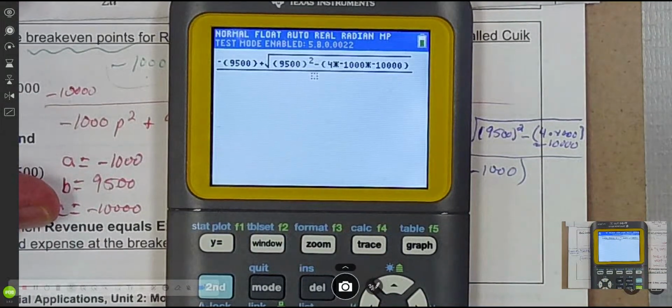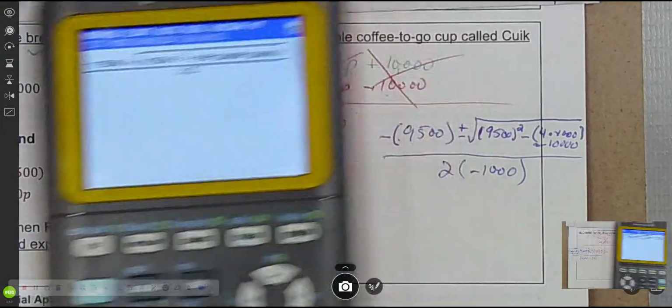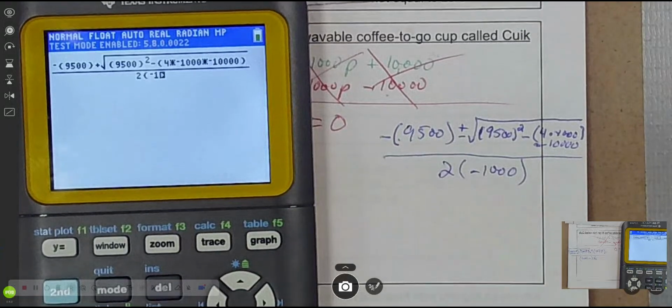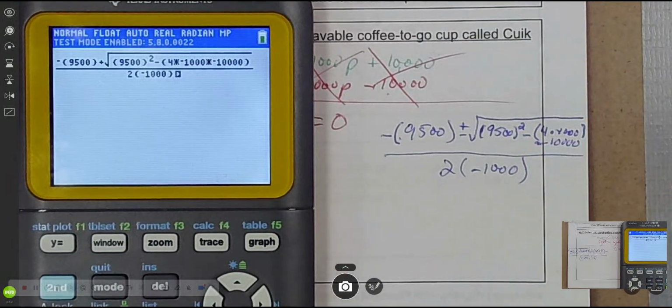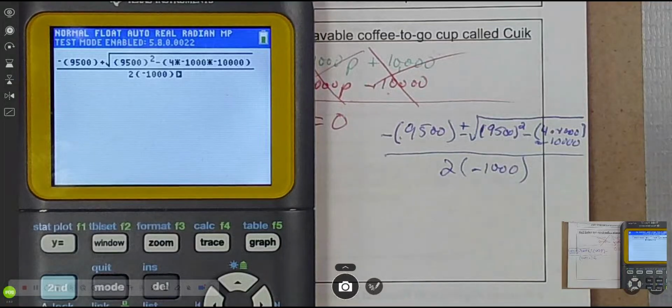And now down at the bottom, I got 2 times negative 1,000. All right, I'm going to leave this on the screen just for a second. You can pause if need be. I'm about to press enter and get an answer.